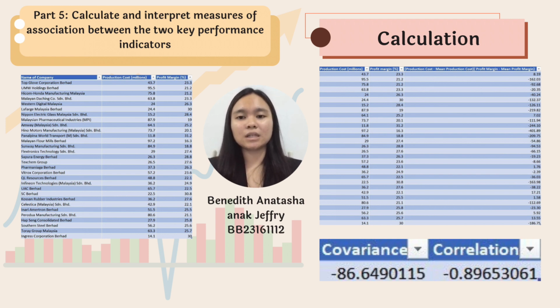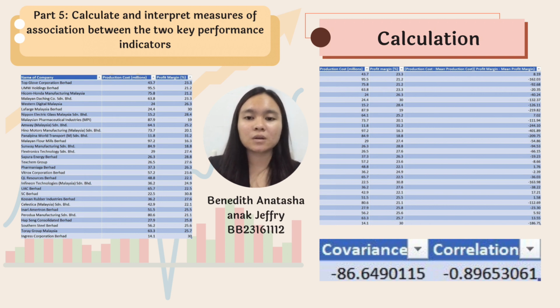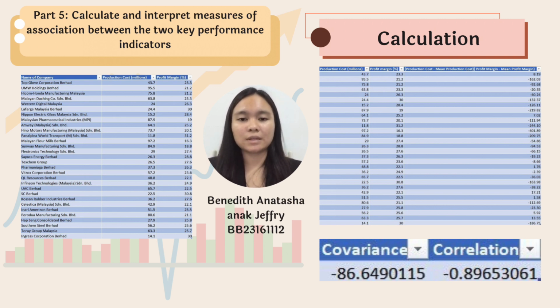and for the correlation is negative 0.897, which shows that the relationship between the two key indicators is negative. Covariance measures the direction of the relationship between two variables. Based on the covariance value of negative 86.65, it is negative, and there is an inverse relationship between the production cost and profit margin: when production costs increase, profit margin tends to decrease.